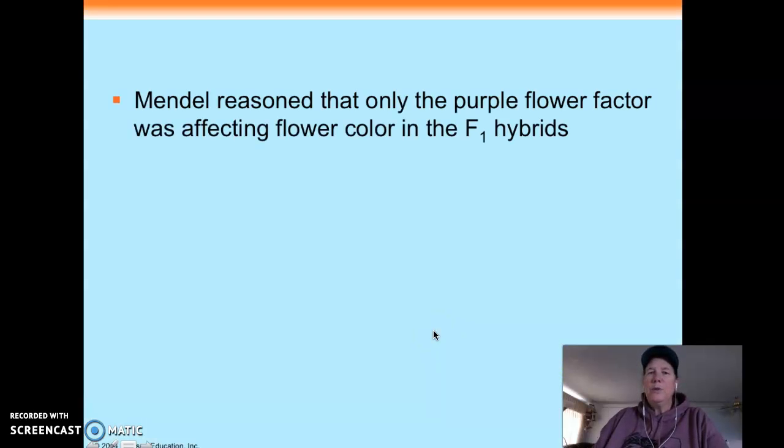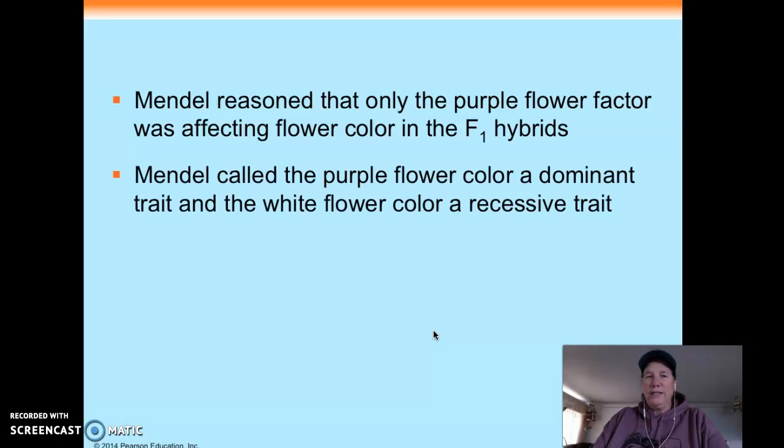Okay, so he reasoned that the purple flower factor was affecting the other one. Okay, the purple must be like a stronger trait. And what he called it then was, since the purple covered up the white one, he called it the dominant trait. Okay, the dominant trait will cover up the recessive trait. The white flower was the recessive trait. And we have these too. Okay, eye color, dominant is brown, recessive is blue.